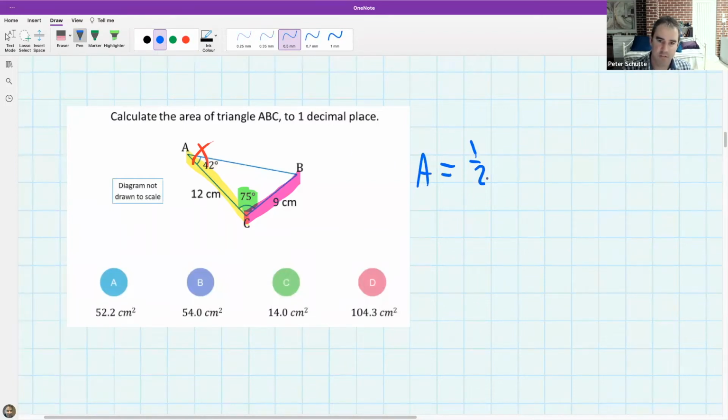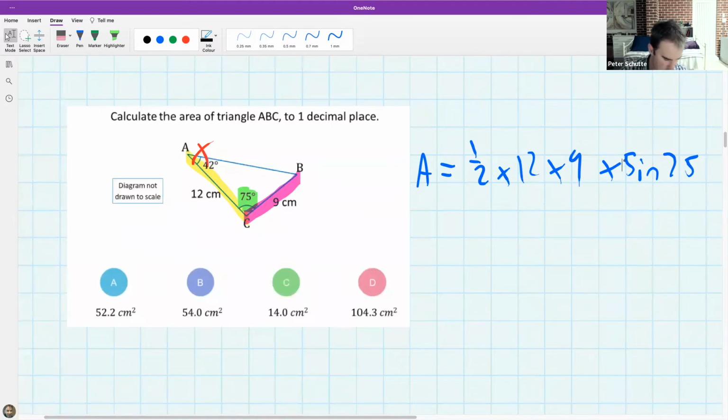So you get a half times 12 times 9 times the sine of 75. And what do you get for that? So you're going to get 52.16, but because it's to one decimal place, the correct answer should be A.